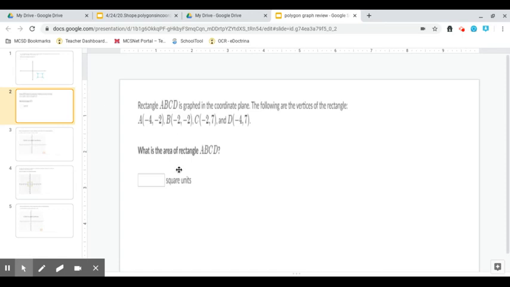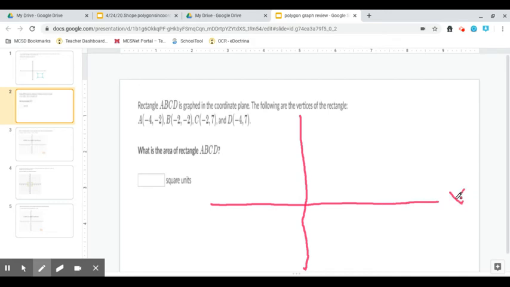Okay, another type of problem is rectangle ABCD is graphed on a coordinate plane. The following vertices of the rectangle. What is the area? Well, I don't know. Probably should graph it. So I'm going to make a graph. I'm doing my best to make a straight line. It's hard to draw with a mouse. So X and Y. These should have little arrows on them. Make them as best we can.